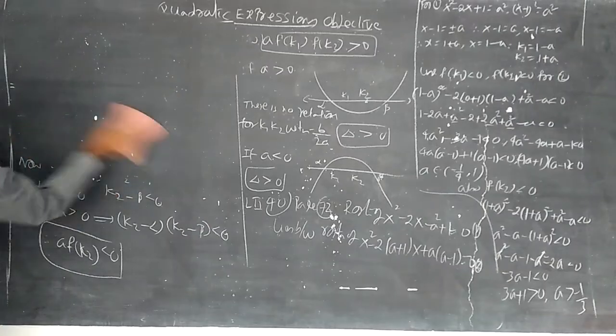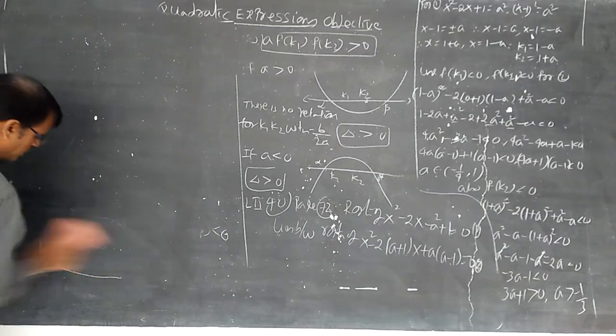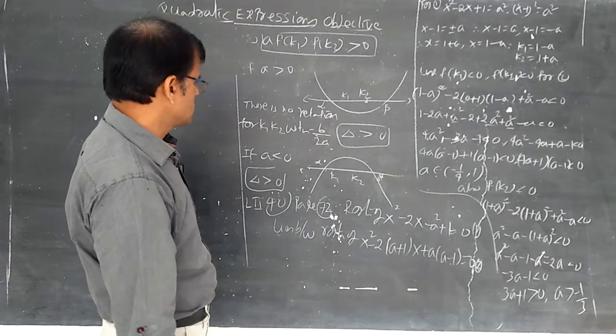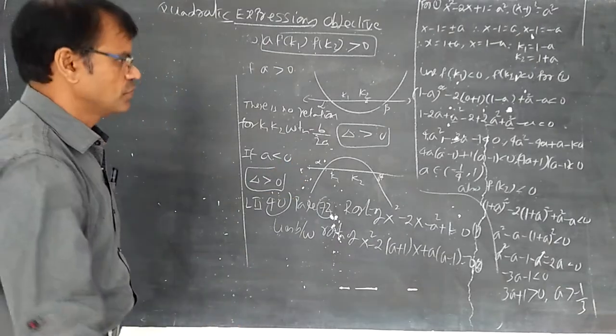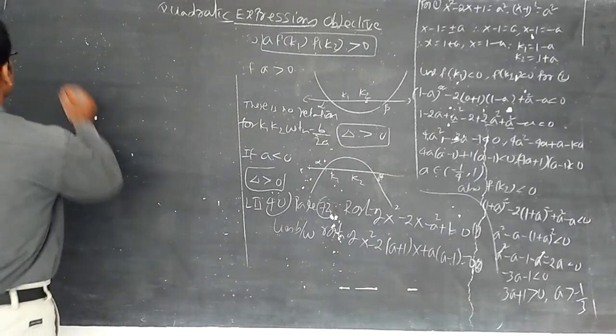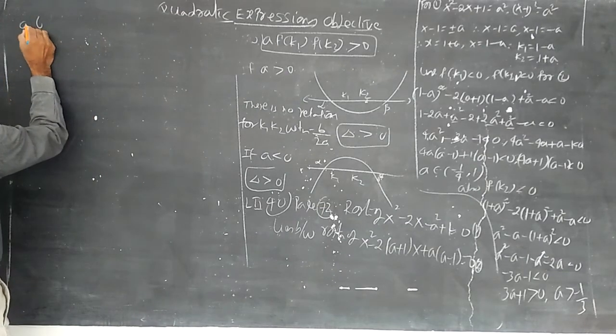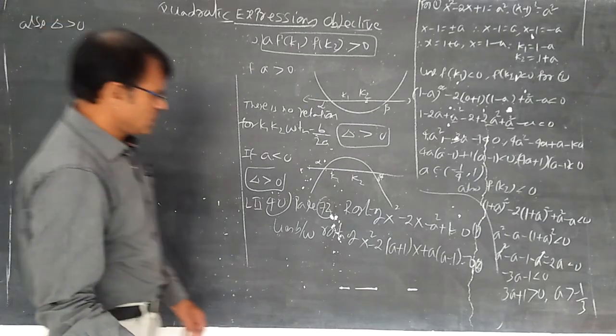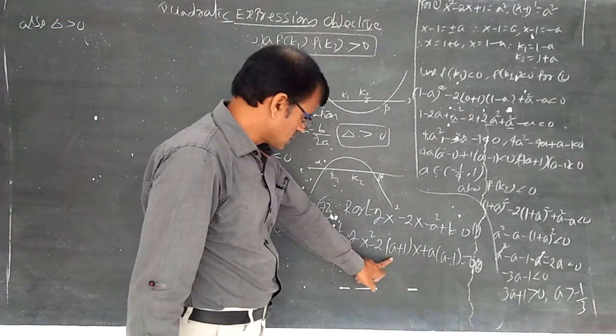There is no relation for minus 3 by 2a, and a less than 0. Simply delta greater than 0. We use this also, delta greater than 0, for this equation.